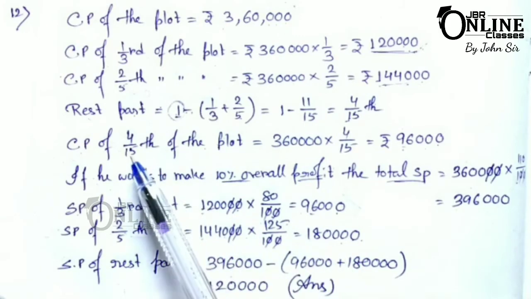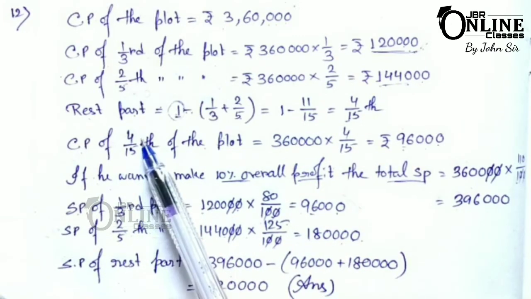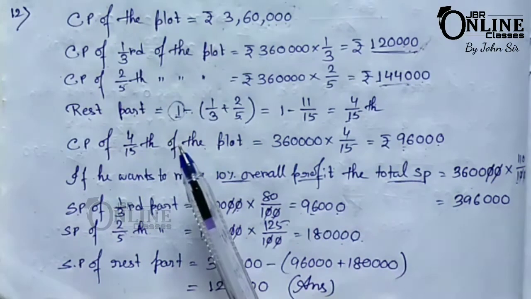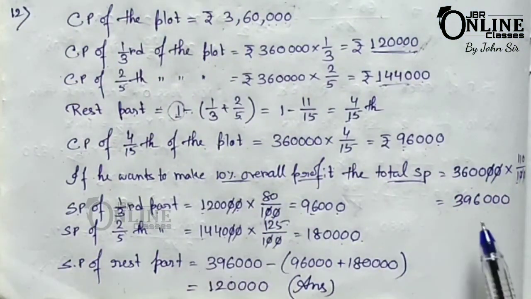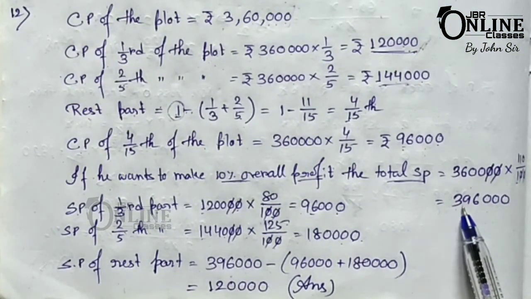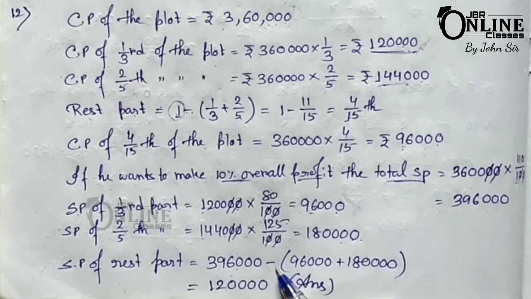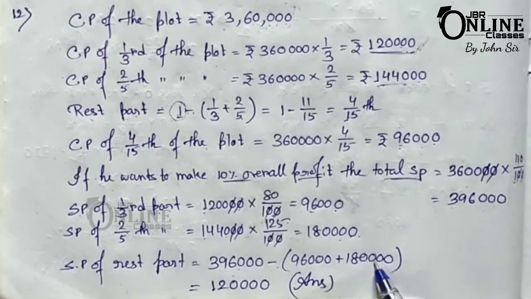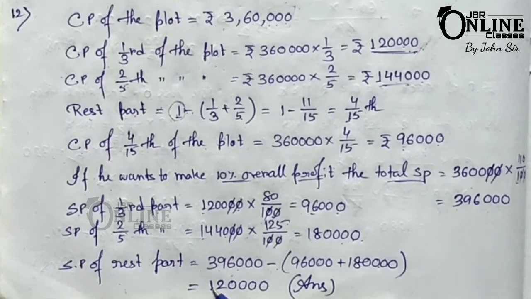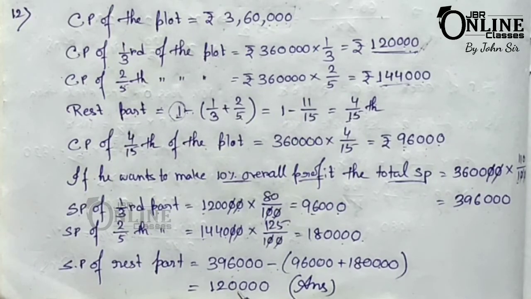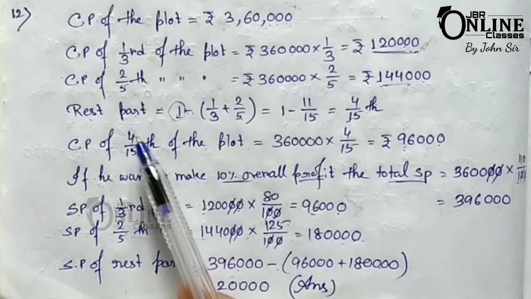So that means the rest part, that means 4 by 5th. Now we have to find out the SP of the 4 by 5th part. So here the total SP equals 3,96,000. Then 3,96,000 minus the 1/3 part SP plus the 2/5 part SP, then you will get 1,20,000. So here 1,20,000 is the SP of the rest 4 by 5th part.